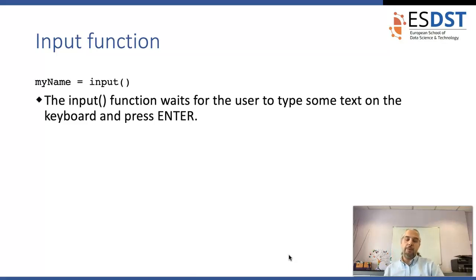Python has also an input function. So if I say my name equals input, the input function waits for the user to type some text on the keyboard and press enter. Now, the important bit to remember is that we will type some text. So even if I put a number, it will be treated as text, because the keyboard inputs text, not numbers. So if we would like to treat it as a number, we need to convert it, or better, we need to parse it to a number. And we'll see how this happens in a minute.